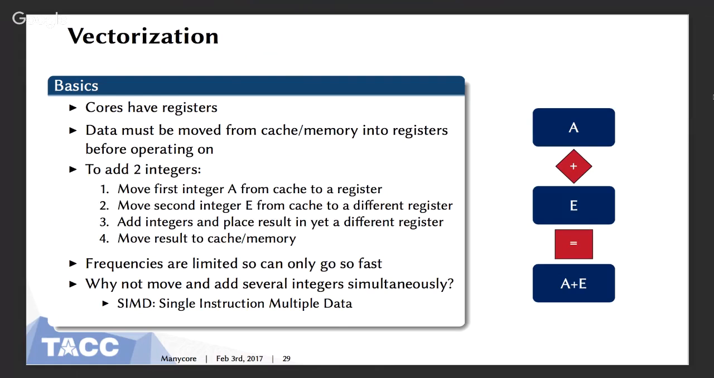Like I explained in the previous section, frequencies are limited, so I can only do this so fast. If I have a 3 gigahertz processor, I can only do 3 billion of these per second. Sounds like a lot, but we don't want to get stuck there. So why not move the data to registers and add multiple data simultaneously? Move the multiple data to the registers simultaneously, and then add those simultaneously. And this is what they call SIMD, or single instruction multiple data.